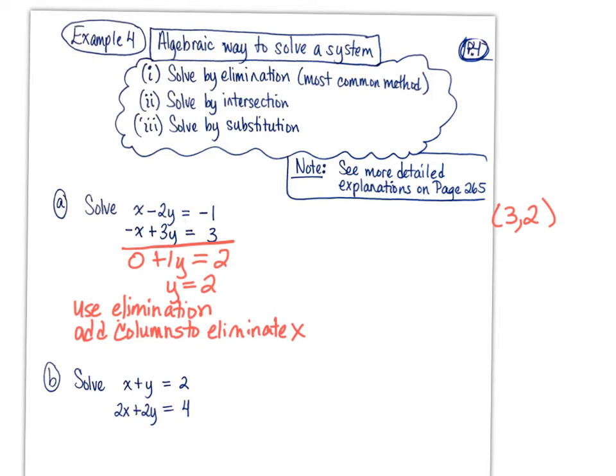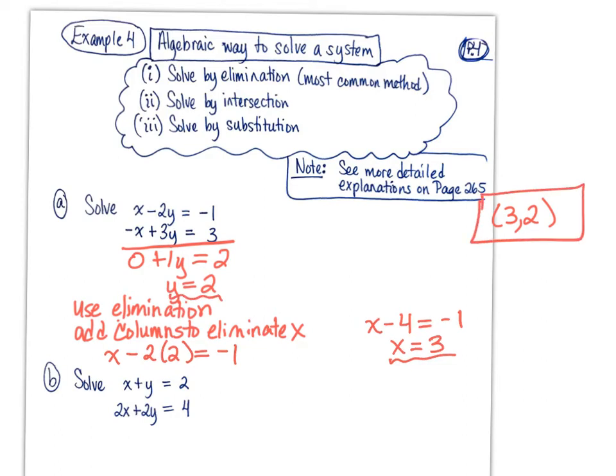The first one. Okay, so now we have x minus 2 times 2 equals -1, or that gives us x minus 4 equals -1, or x is equal to what? -1 plus 4 is 3. Good. So we get x is equal to 3, y is equal to 2, which means 3, 2 is our solution.